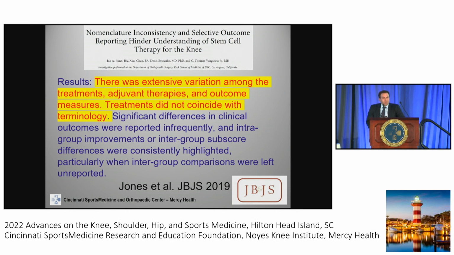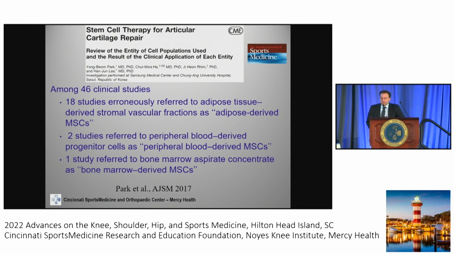In this paper, the same paper that I showed you that diagram from, they did a review of the literature and they found extensive variation among treatments, adjuvant therapies, and outcome measures, and treatments didn't necessarily coincide with terminology. So there's a lot of inconsistencies with the nomenclature, how these groups and authors were actually defining their products. I thought this was a very interesting study along those lines.